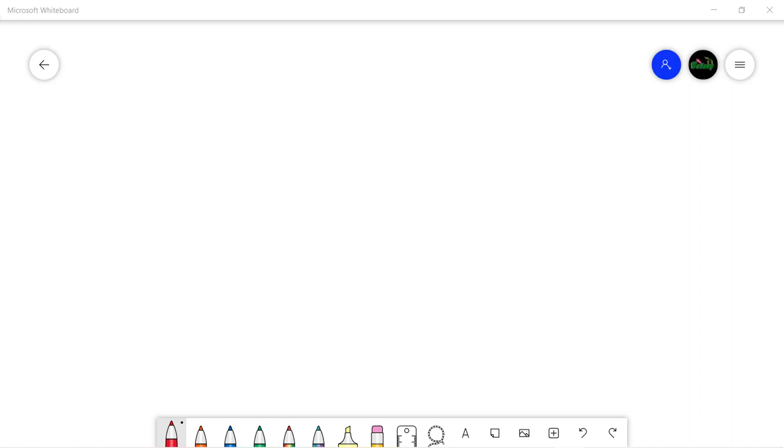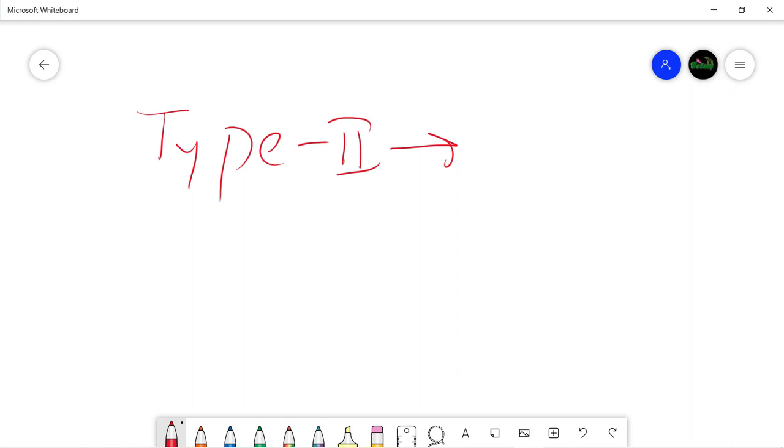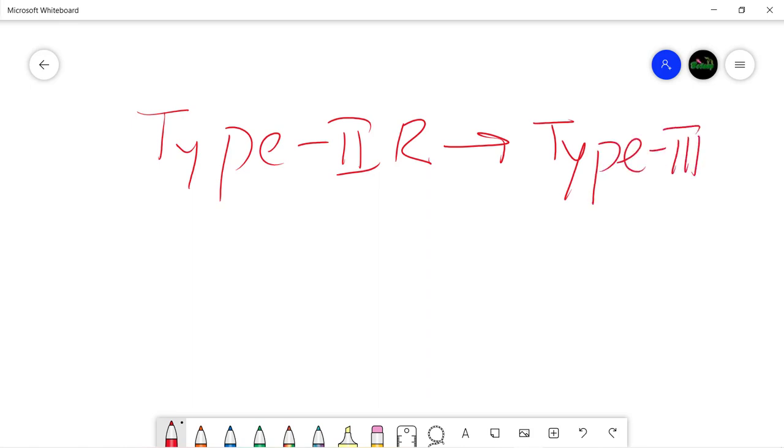We started the topic of recombination in bacteria, and in the previous few videos we discussed the process of transformation. That is how a bacteria gets transformed from one strain to another, and that was a famous example of type 2R transformation into type 3S. So this is what we discussed in the previous videos.